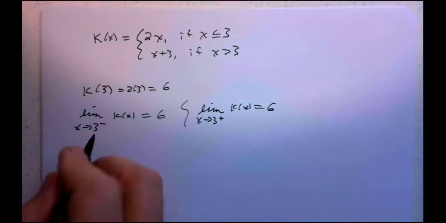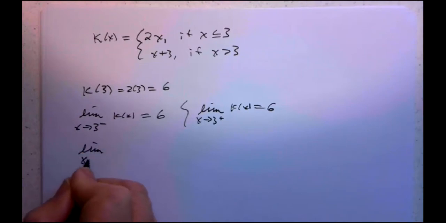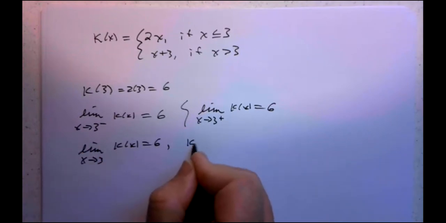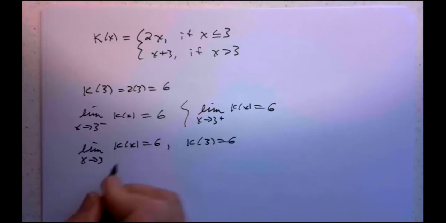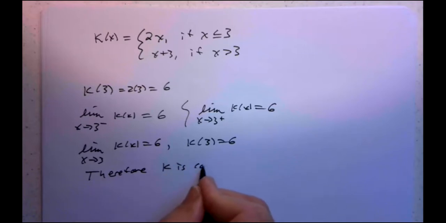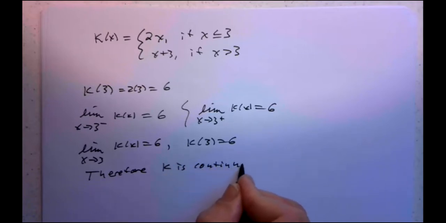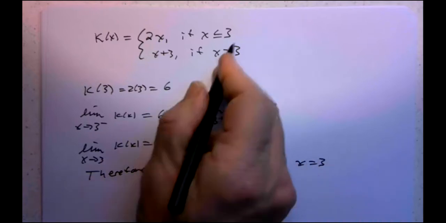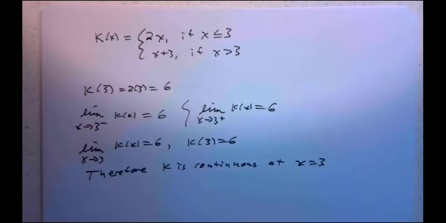So thinking through this, we believe the limit as x approaches 3 of k of x equals 6. We said k of 3 equals 6. Therefore, k is continuous at 3, at the breakpoint. Now, to the left of 3, it's a polynomial. To the right of 3, it's a polynomial. So therefore, it's continuous away from 3 as well. So k is continuous everywhere.